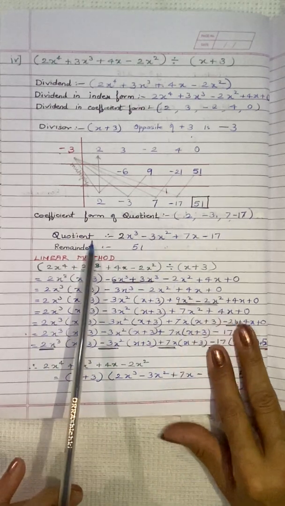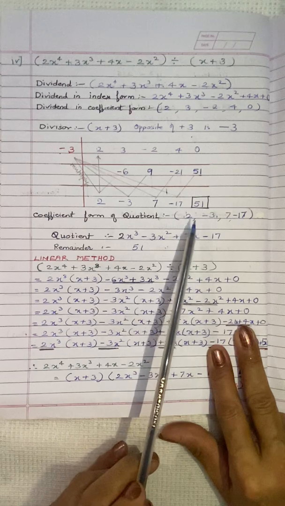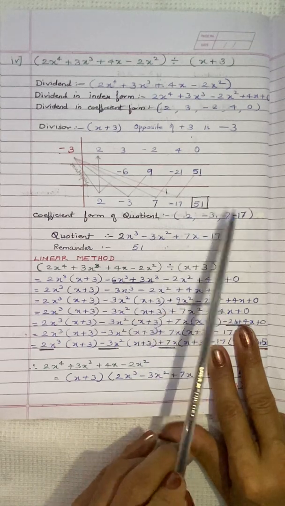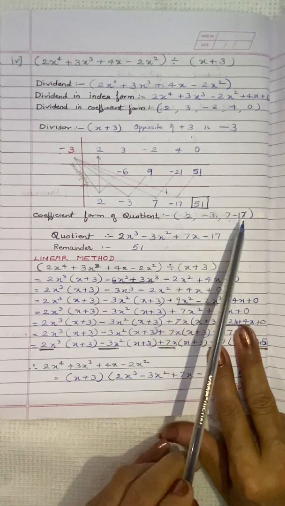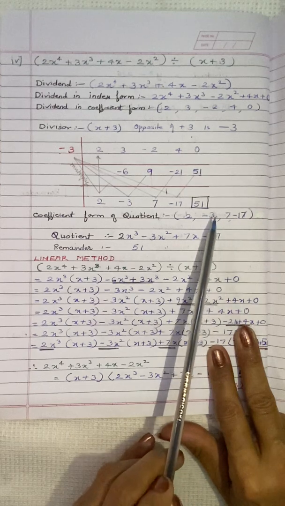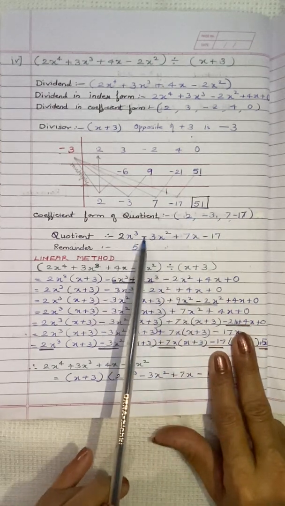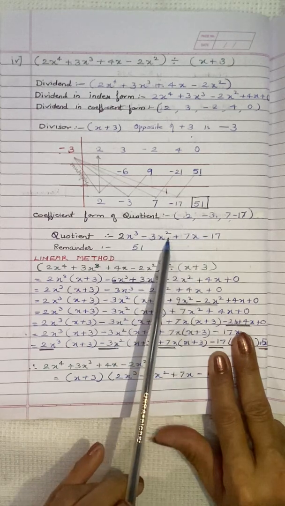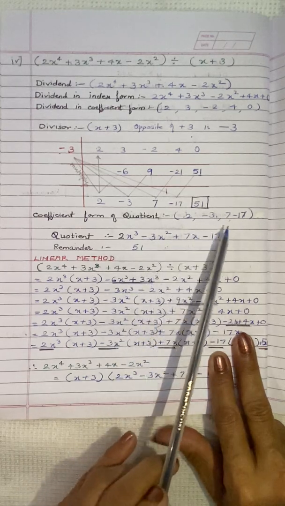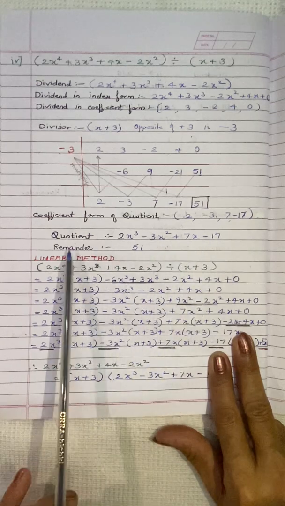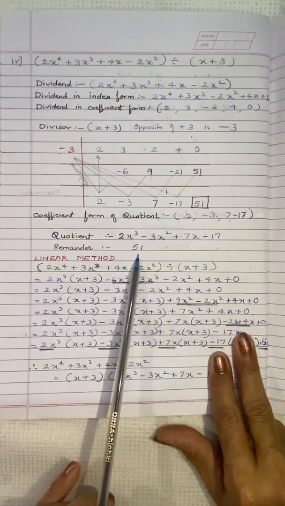Now we have to write it in expression form. As I told you, this is the remainder, so this will be the constant, this will be x, this will be x square, this will be x cube. So 2x cube minus 3x square plus 7x minus 17, and the remainder is 51.